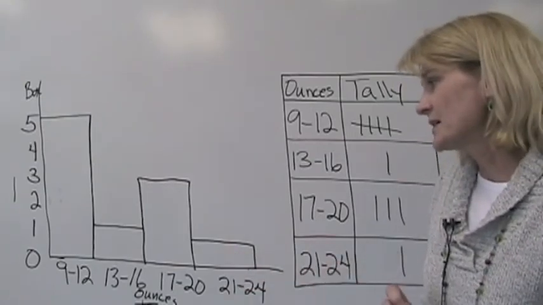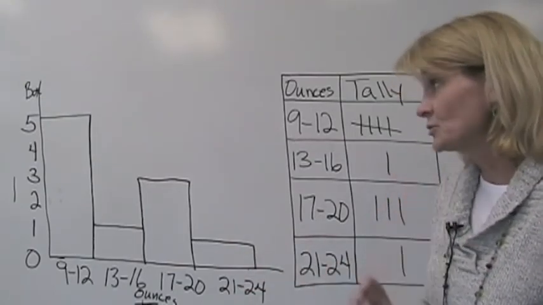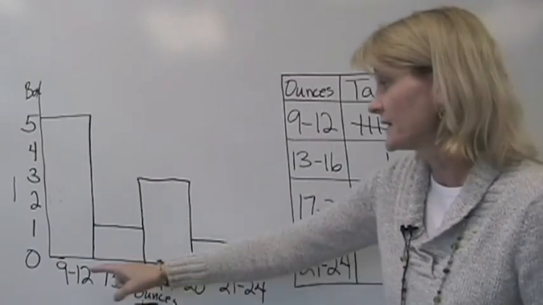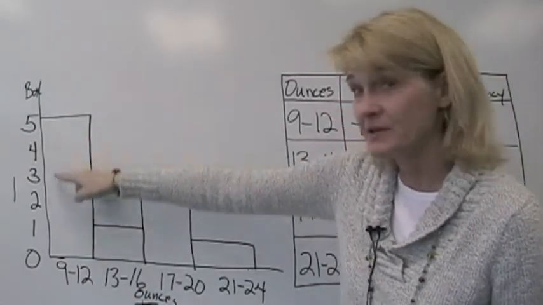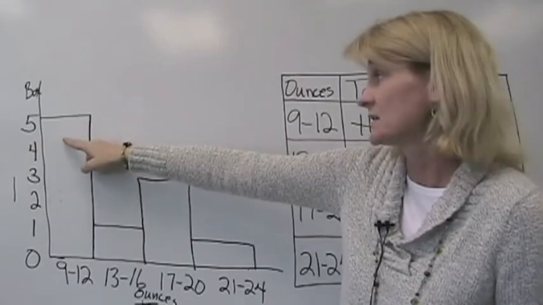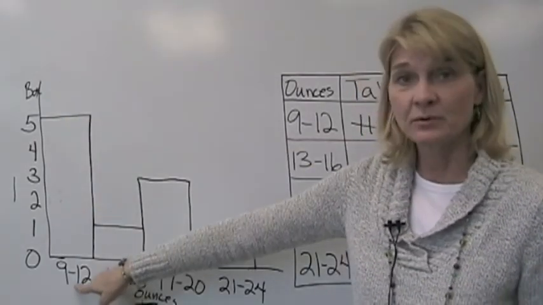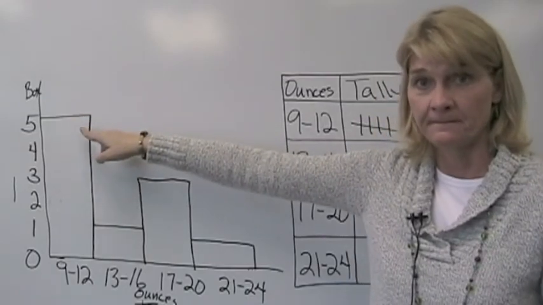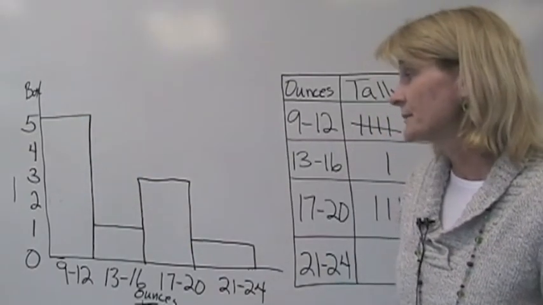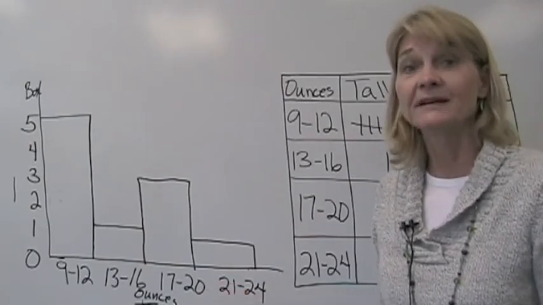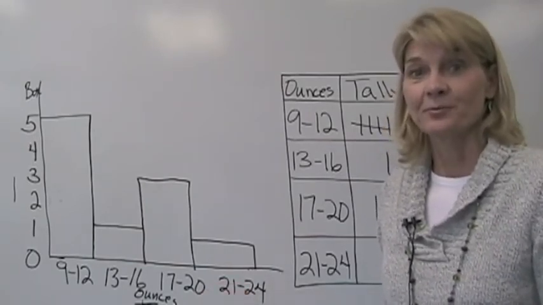If I was to say which one has the biggest frequency, then I would come over here, because this is the frequency over here. Whichever one's tallest has the biggest frequency. So the 9 to 12 ounces would have the biggest frequency right there. Histograms are very easy to use, and they're very easy to make. So have fun with that.